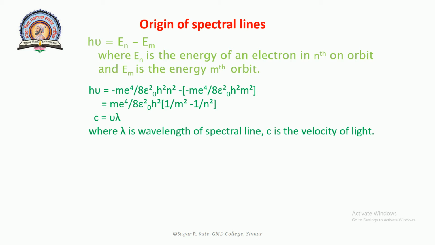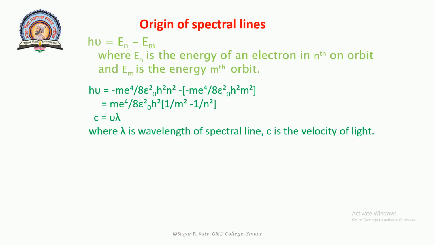In this equation, h mu is equal to minus m e raised to 4 upon 8 epsilon 0 square h square n square, minus bracket minus m e raised to 4 upon 8 epsilon 0 square h square m square. Now rearrange this equation. Mu is equal to m e raised to 4 upon 8 epsilon 0 square h cube. Now take the common bracket 1 upon m square minus 1 upon n square.